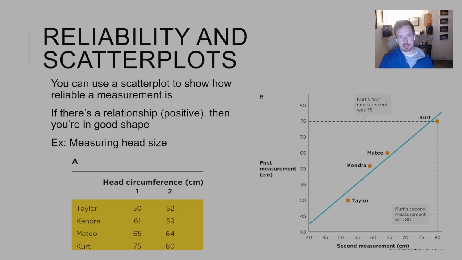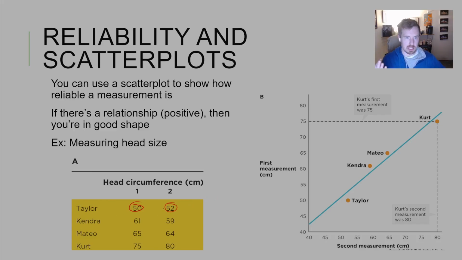One way that we can assess reliability is using scatter plots, and you probably have seen scatter plots before. They're a measurement of correlation where you have two variables, one on the x-axis, one on the y-axis, and you plot them out. So for example, if I'm measuring head circumference, and I'm going to measure that twice, maybe once at the beginning of the year and then once at the end of the year. So Taylor's head is 50 centimeters circumference and 52 centimeters circumference.